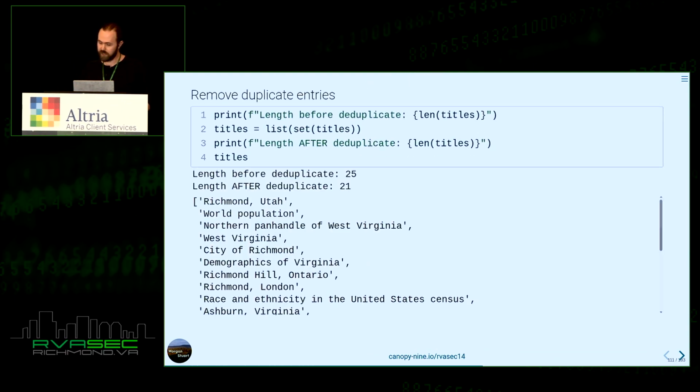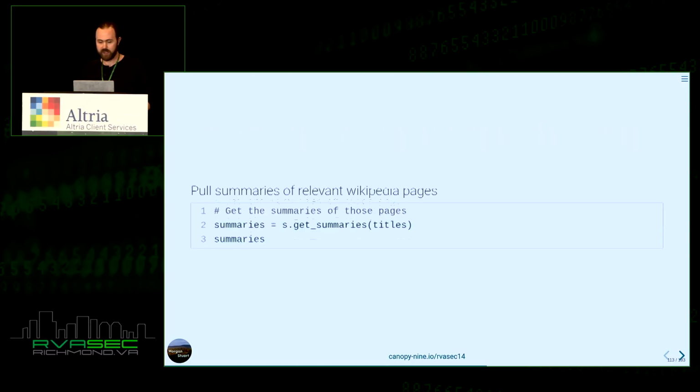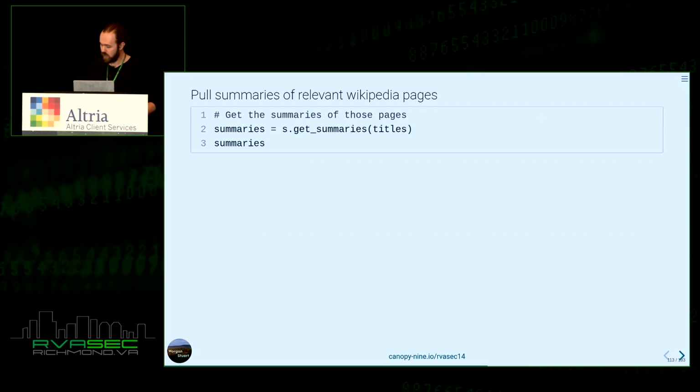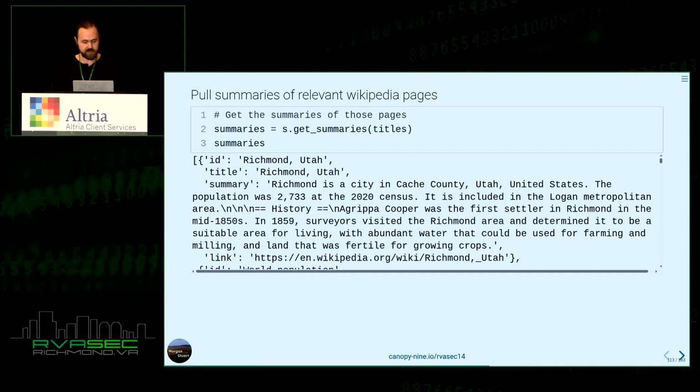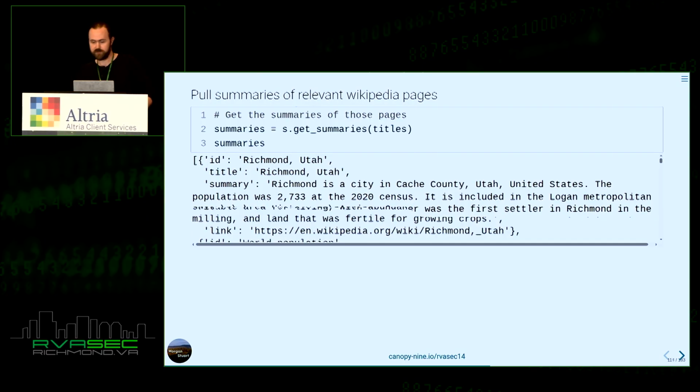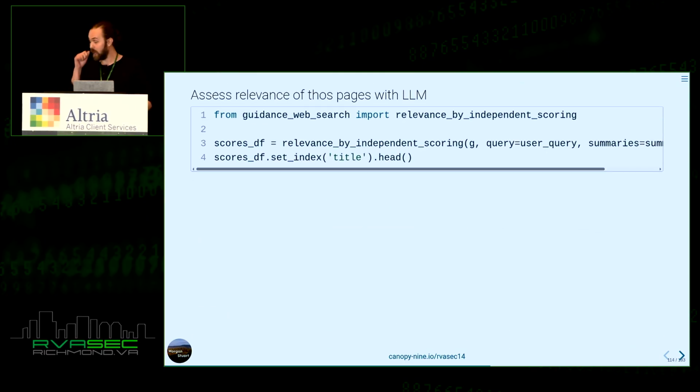We'll remove the duplicates, and then we'll go back and pull summaries for all of those pages, the most relevant pages. So now we have those. I'm not actually going to go into detail of the relevance scoring just because I didn't think I'd have time. But essentially, what's going on behind the scenes is I'm showing the LLM the query and the summary of that article, and I'm asking, between 0 and 100, how relevant do you think this is?